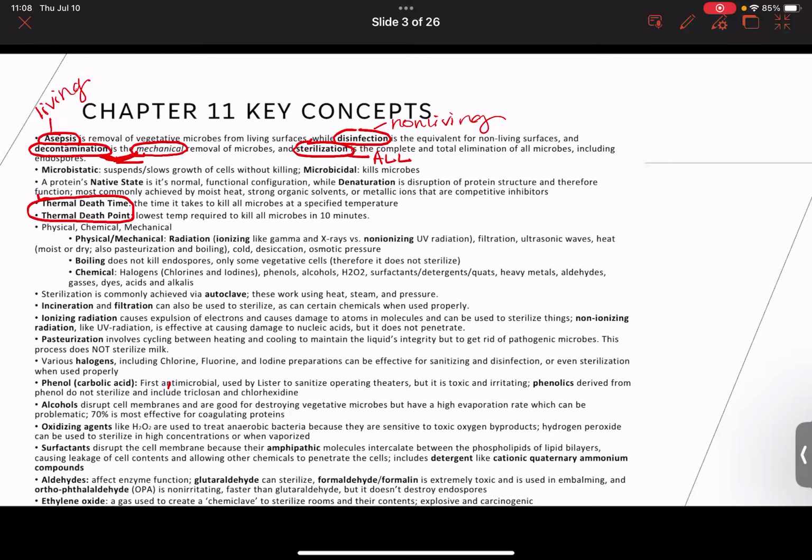So the thermal death time. If you are treating something at boiling temperature, which would be 100 degrees Celsius or 212 Fahrenheit, how much time do you have to boil it to kill E. coli or kill Giardia or whatever? So that would be the thermal death time.